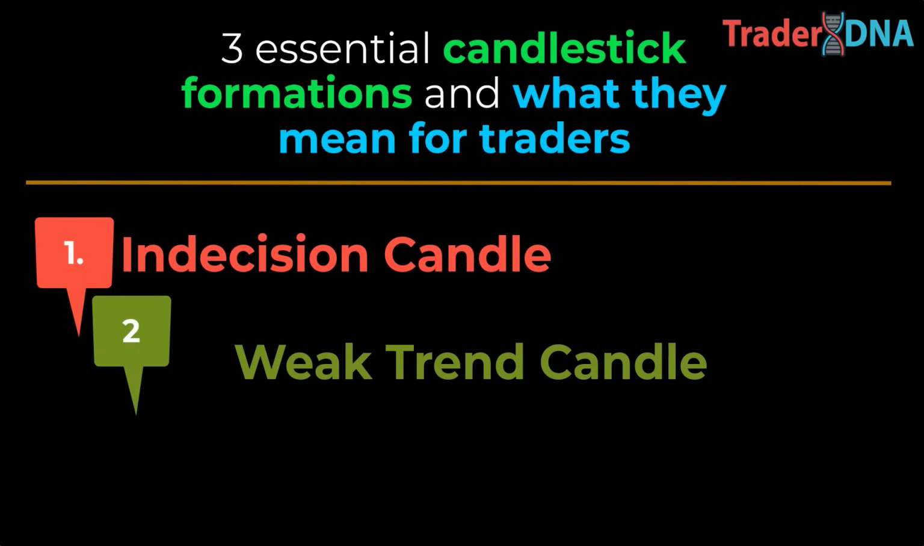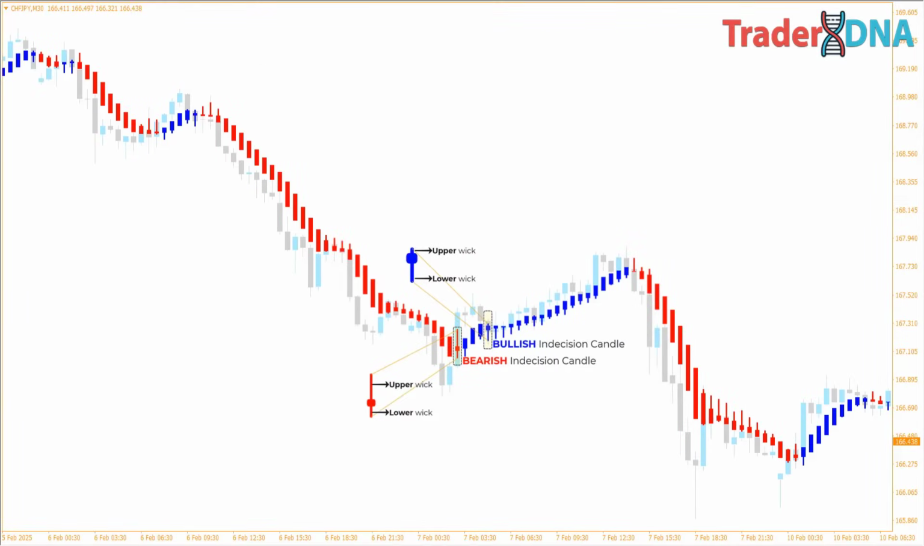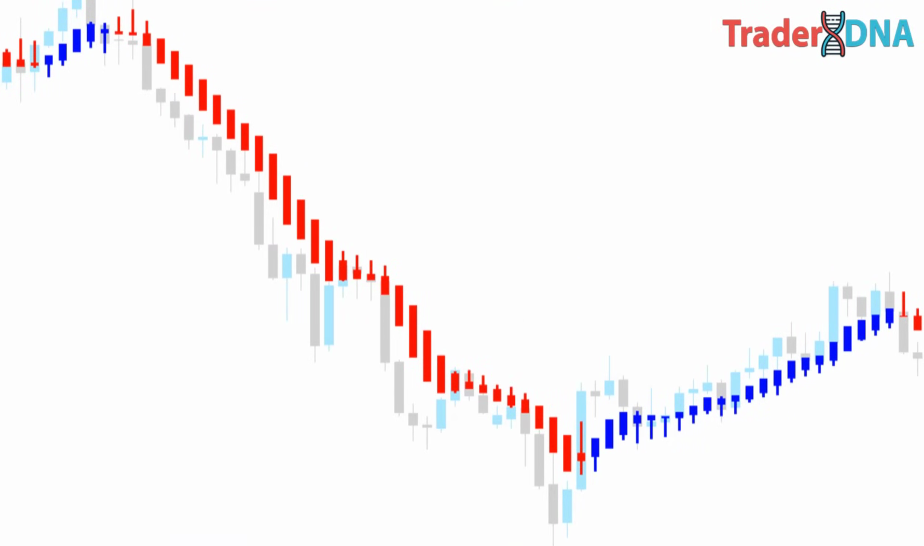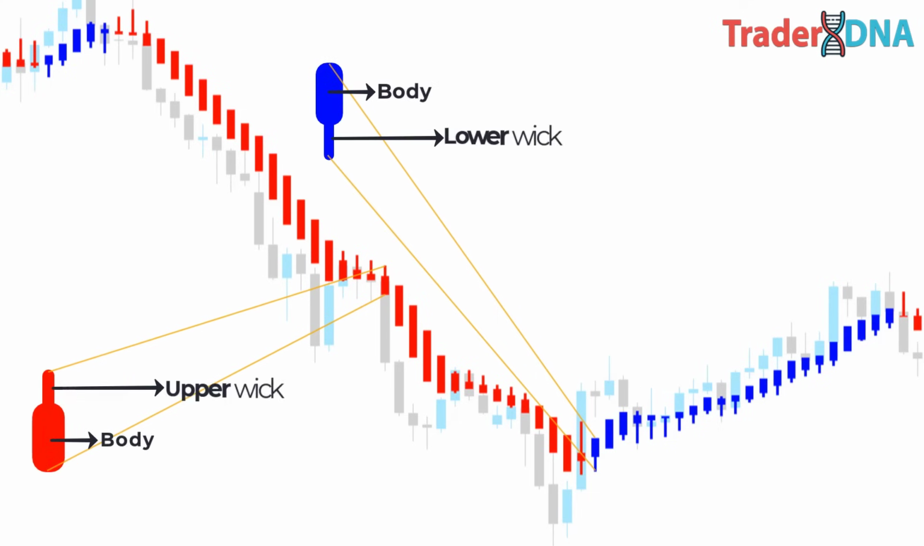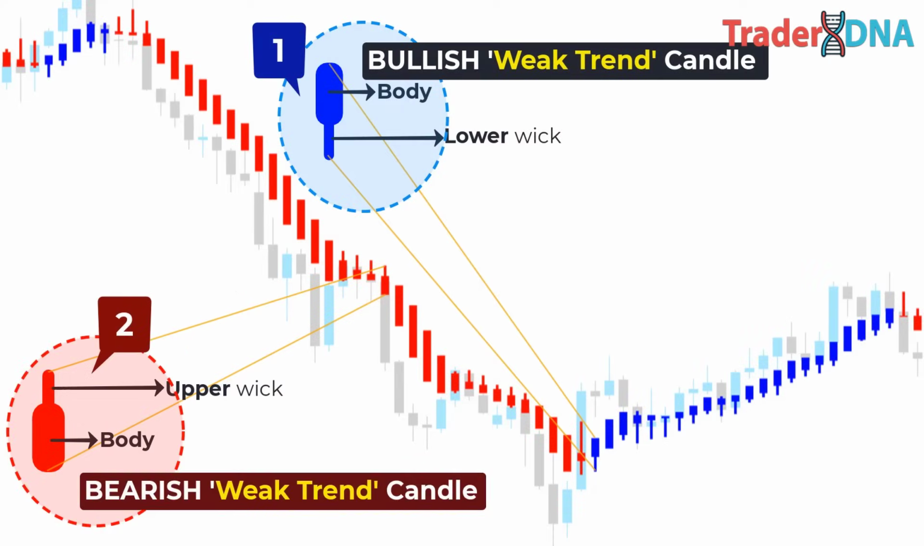Number 2, weak trend candle. Now let's talk about the weak trend candle, a crucial signal that helps traders understand whether a trend is still valid but temporarily losing momentum. This candle has a small body with a wick on one side, indicating that a trend has already formed but remains relatively weak. There are 2 types of weak trend candles. 1. Bullish weak trend candle. 2. Bearish weak trend candle.